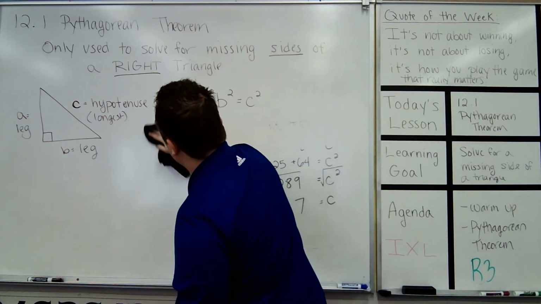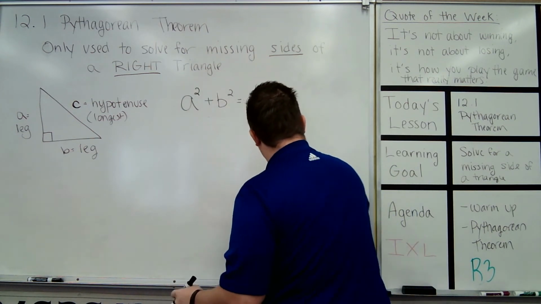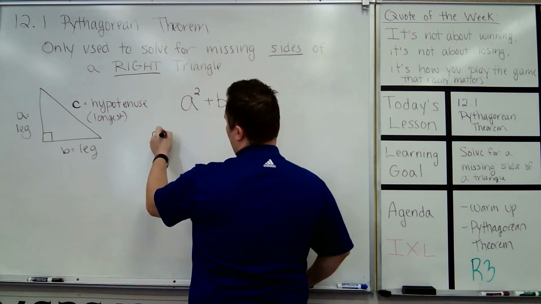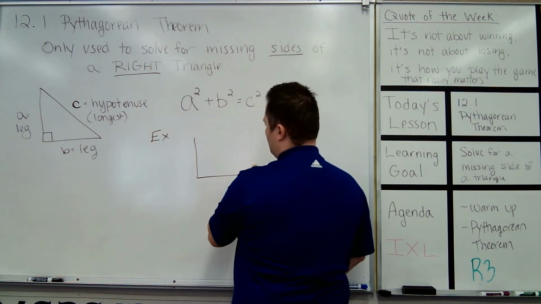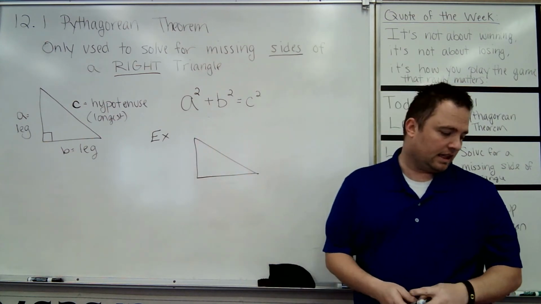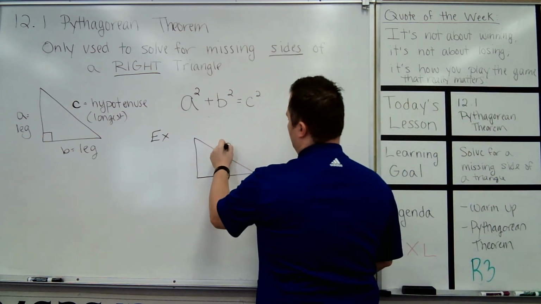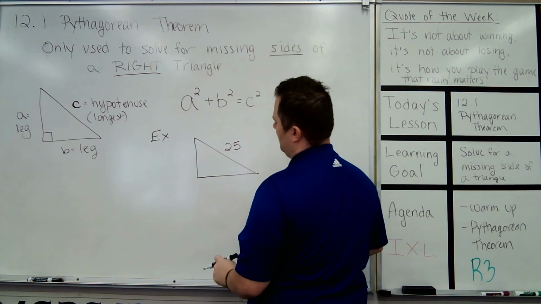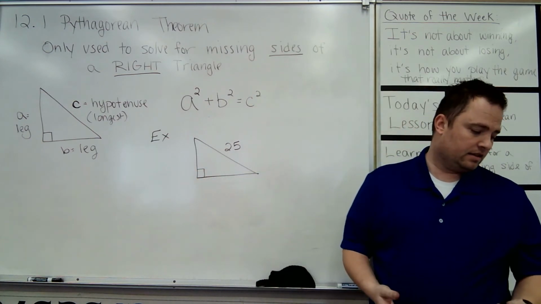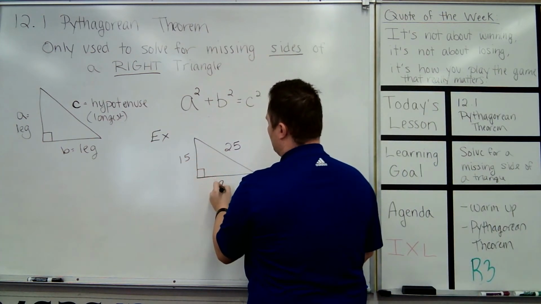I'm going to erase this. Suppose, here's another example. Suppose we have a triangle, but this time we know what the longest side is. Suppose the longest side is equal to 25. I'm going to make this a right triangle, and suppose I know what another side is, 15. And I want to know what the question mark is.